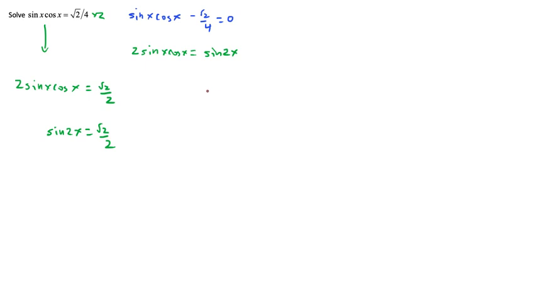Well, I know where sine of theta is equal to radical 2 over 2. Notice I didn't put the 2 here. I know where sine of theta is equal to radical 2 over 2. That's going to be at pi over 4 and at 3 pi over 4. But wait a minute, I'm not solving where the sine of theta is equal to radical 2 over 2. I'm finding where the sine of 2x is equal to radical 2 over 2.